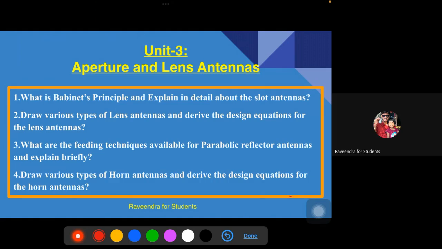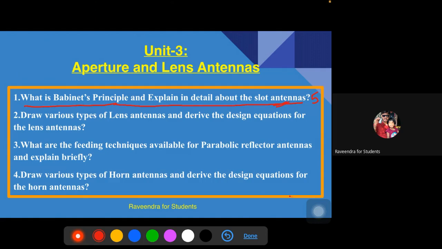Then coming to a descriptive part, in unit 3, the descriptive part, we are having what is Babinet's principle and explain in detail about the slot antennas. Yes, we have to write this for 5 marks. So write neatly the Babinet's principle along with the slot antennas. Everything, its applications, advantages, everything please mention.